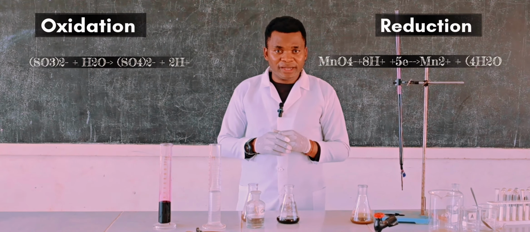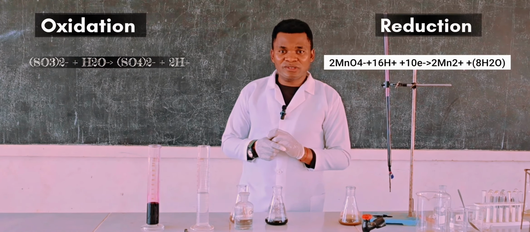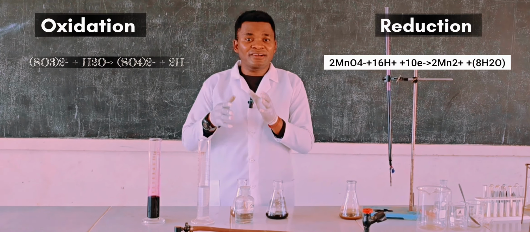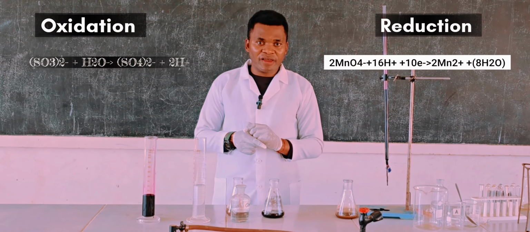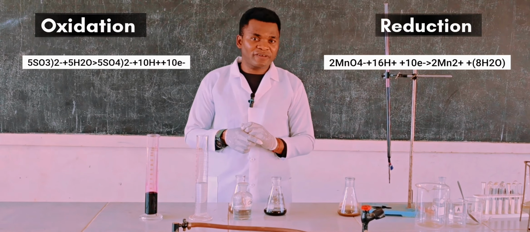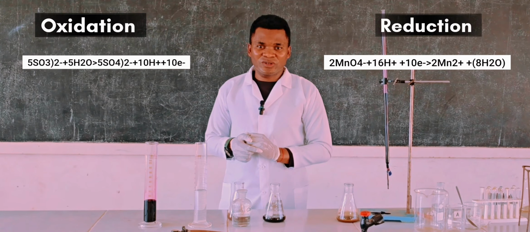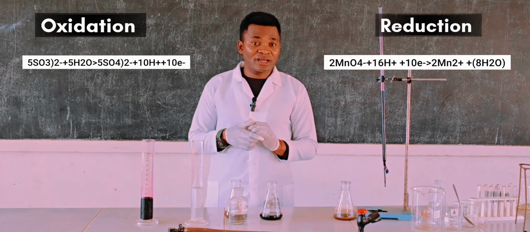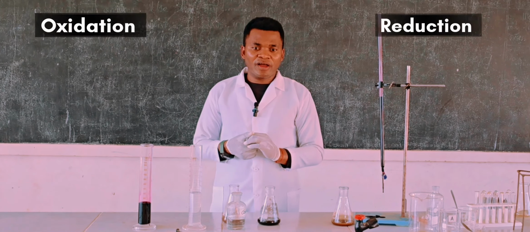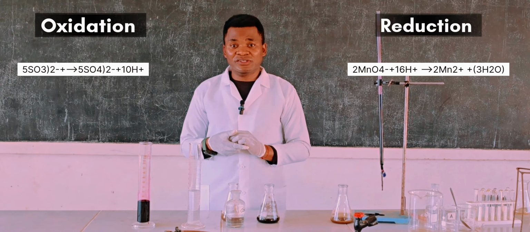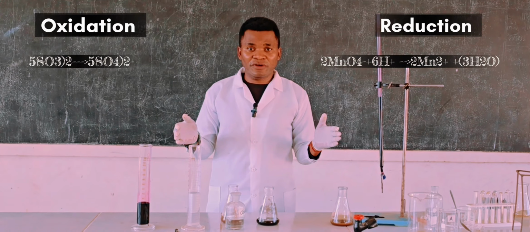It will now be 2 permanganate plus 16 hydrogen ions plus 10 electrons, giving us 2 manganese ions plus 8 water molecules in the reduction reaction. While in the oxidation reaction, I'm going to multiply by 5. That will be 5 sulfide plus 5 water molecules, giving us 5 sulfate plus 10 hydrogen ions plus 10 electrons. So now I can see the 10 electrons on each side cancel out. We have 5 water molecules on one side and 8 on the other, which we cancel out. We have 16 hydrogen ions and 10, which cancel out. Then we get the acidic equation, the overall redox reaction, well balanced.